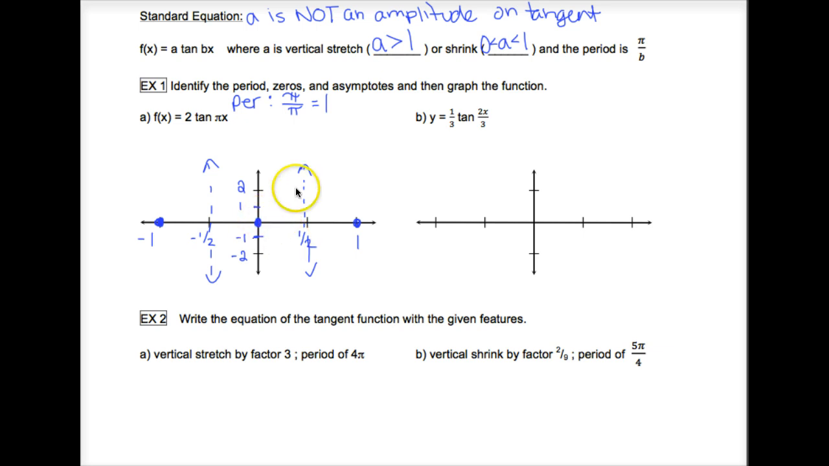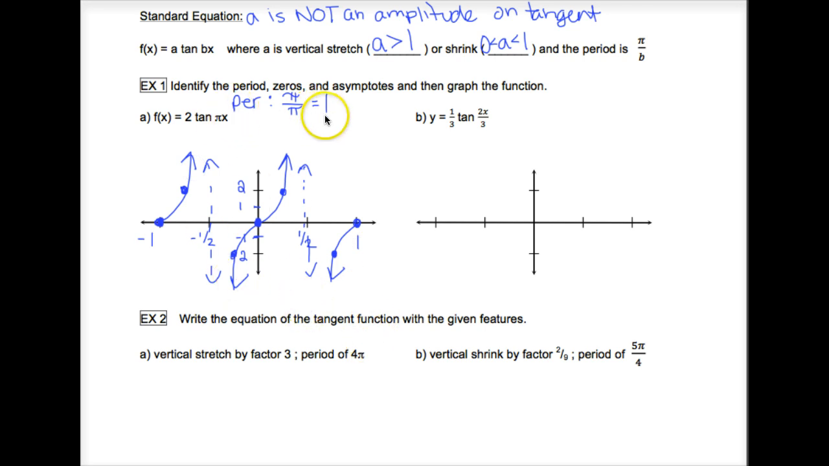I know my first one's going to be an up branch, and the halfway point should now be at 2. So up branch. This one's going to be a down branch. So at the halfway point to that asymptote, I go to -2. And then I repeat the pattern on the other side. I know that this next one should be a down branch. So at the halfway point, I go to -2 and draw my branch. And then this halfway point should be an up branch. So I draw that. So I've got my graph done.